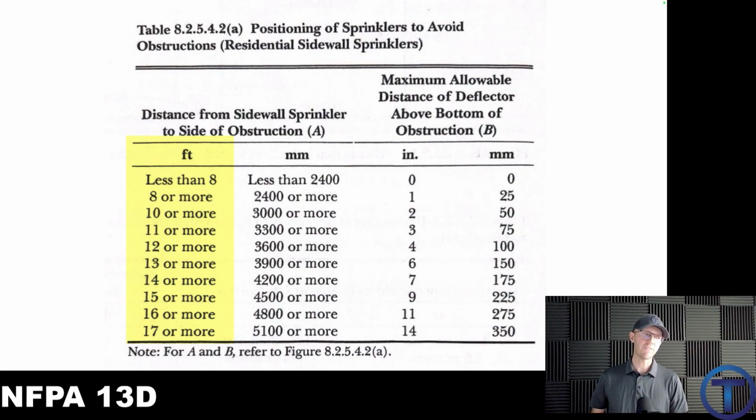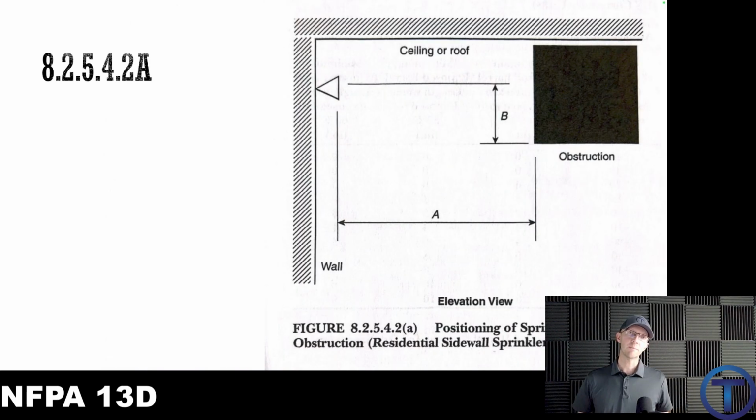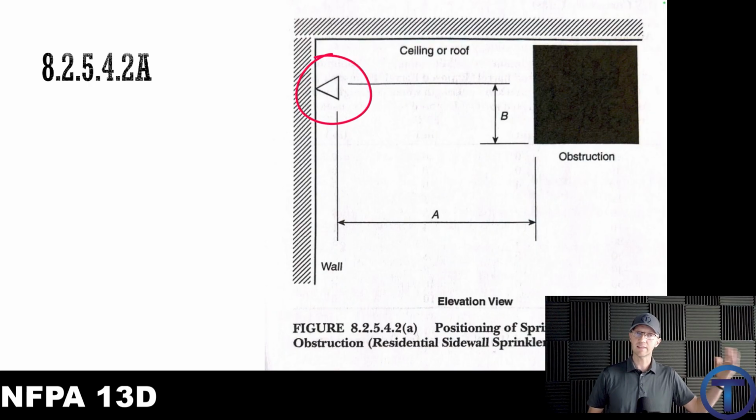This is measured in feet. We can ignore the millimeter thing. And then we have maximum allowable distance of the deflector from the bottom of the obstruction. It's a similar situation, but we have this in inches. Please don't confuse the feet and inches. We've got to remember our distance to the obstruction is in feet, and our distance of the deflector above the obstruction is in inches. Check it out though, very similar table, not too complicated. Now, our sprinkler is just on the side. It is a sidewall, right? With this, we have a flat roof.